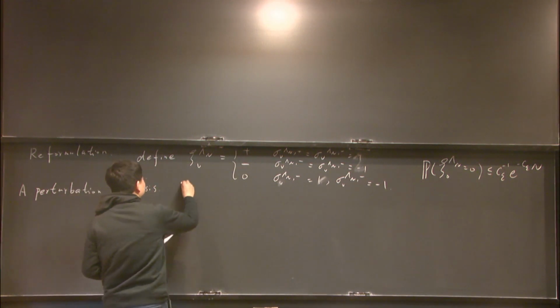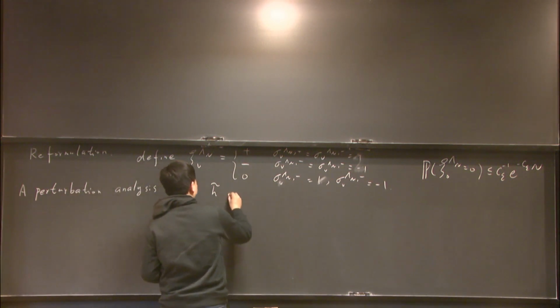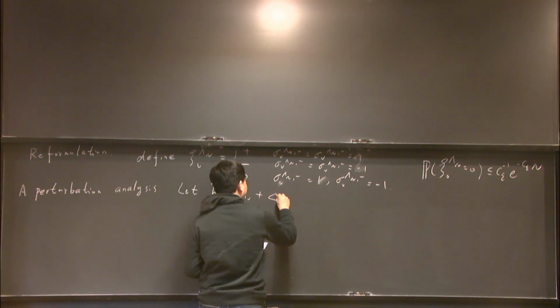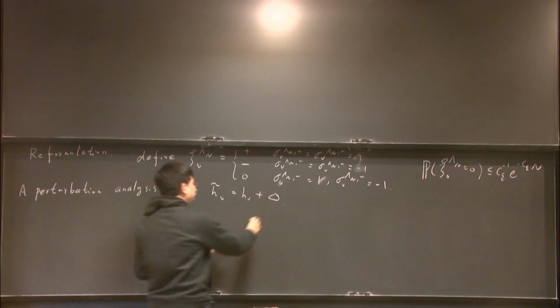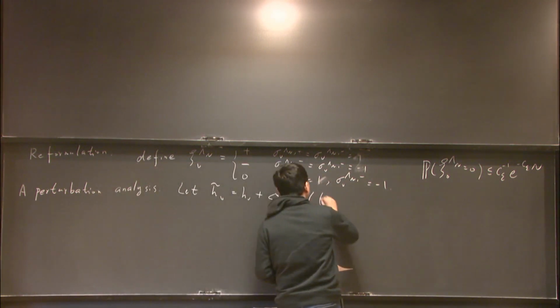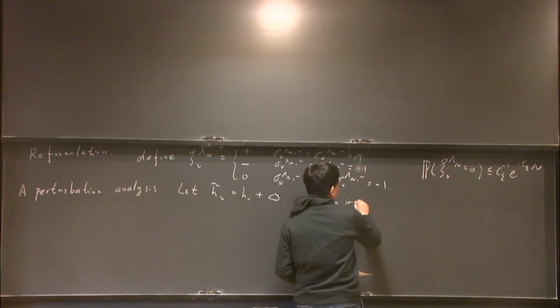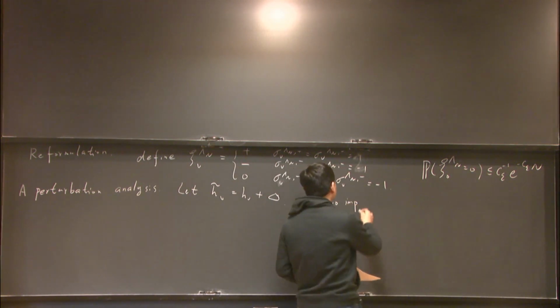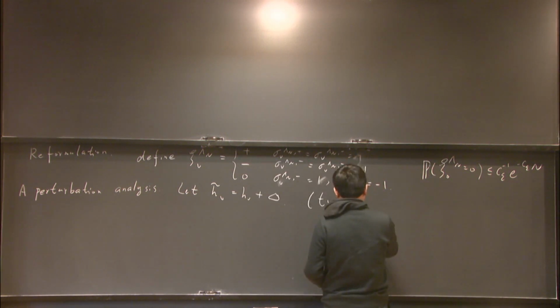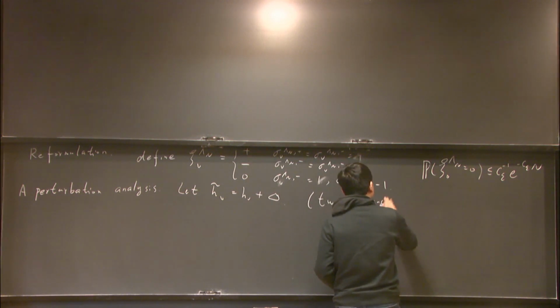I will consider a field H tilde V, which is just HV plus some delta. That's what I do. And delta is going to be chosen. There are two important cases for delta. Delta is naturally going to be chosen depending on n. If you look at the box of size n, then I'm going to choose delta depending on n. There are two important cases.